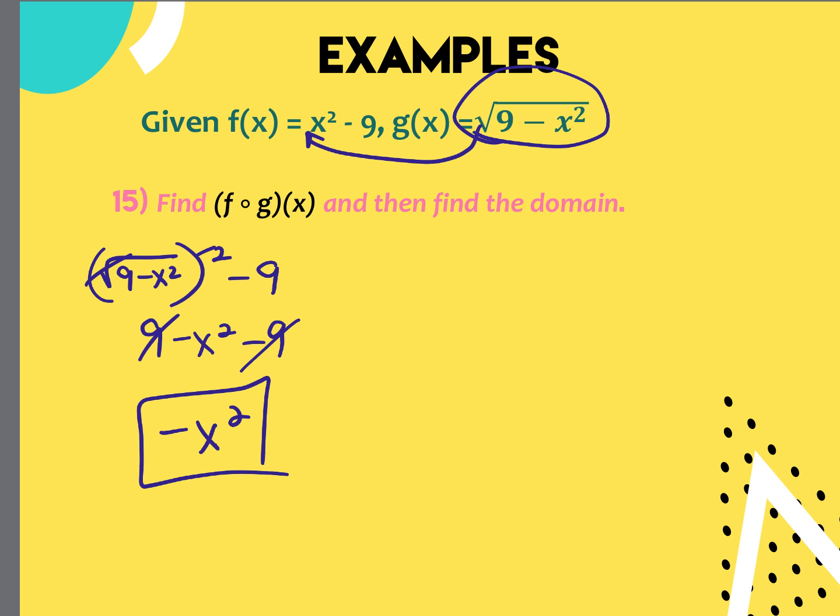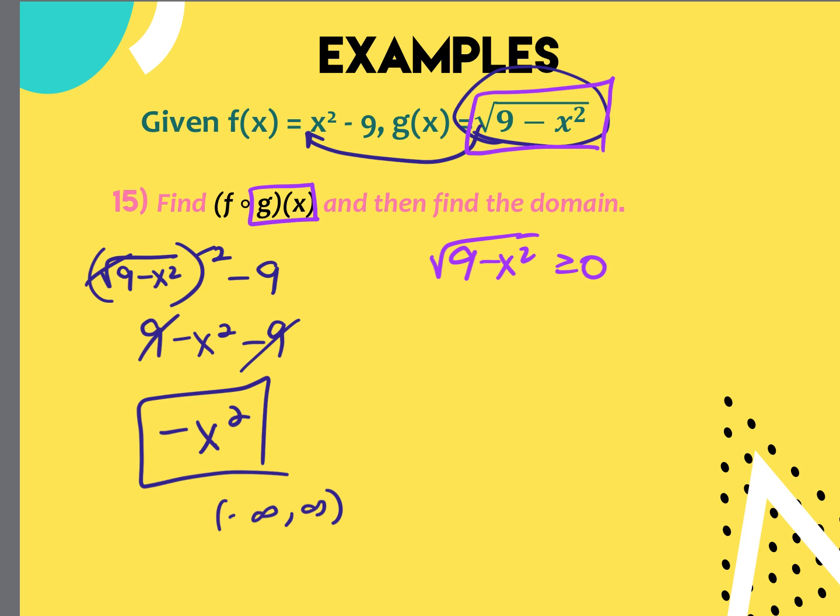Is there a domain restriction on that? No. No variable in the denominator, no variable in the square root. The domain on that would be negative infinity to positive infinity, right? But we now have to go back, because it's the combined function, to the one that's in order second or last, which is the g of x, and see if there's a domain restriction from my original function. Is there? Yeah, that's got to be greater than or equal to 0, right?